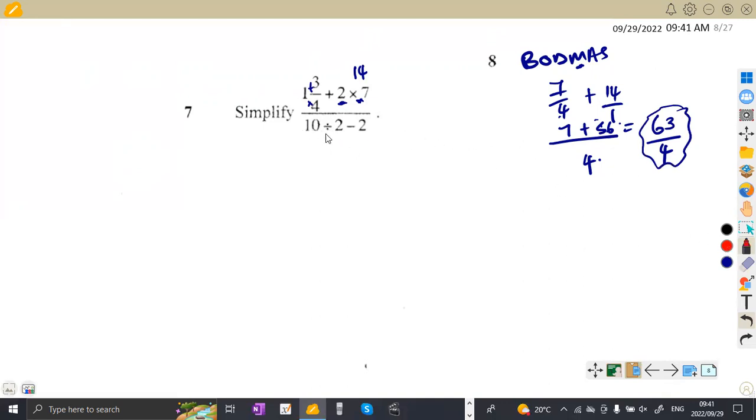We are dividing here, so division. So we're dividing 10 and 2. So these two divide each other. So 10 divided by 2 is 5, minus 2, and 5 minus 2 gives us 3. So in the numerator we are getting 3, and in the denominator we are getting 3.